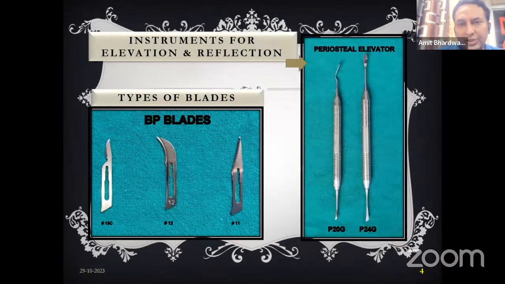Then come our periosteal elevators. Periosteal elevator means you can elevate a periosteal flap with the help of these two instruments. They have particular numbers, and whichever is suitable for your desired position or location of the tooth, you can use them.